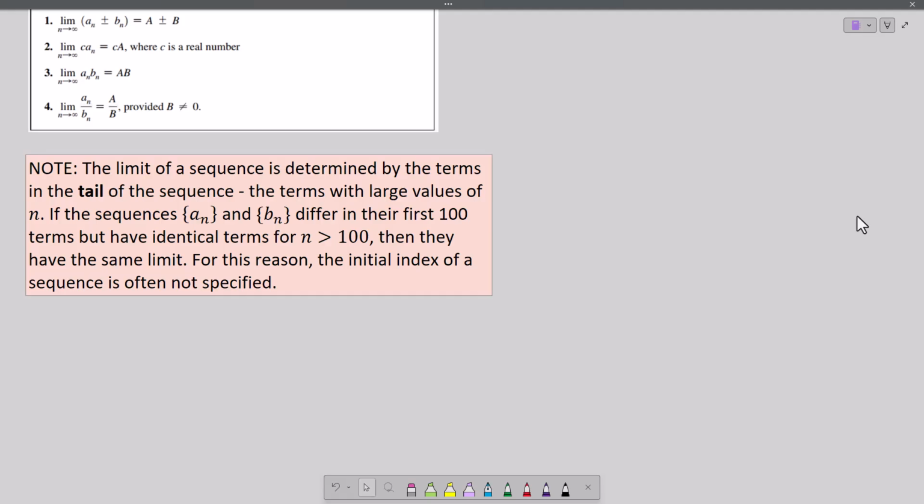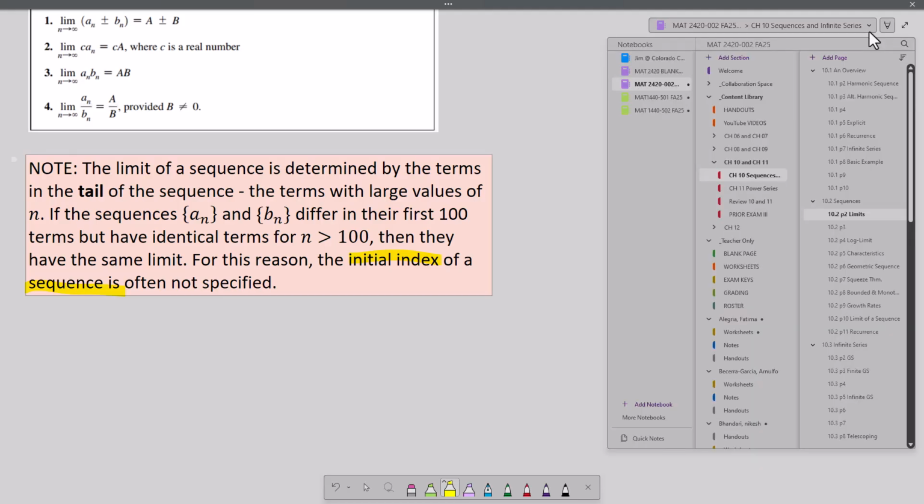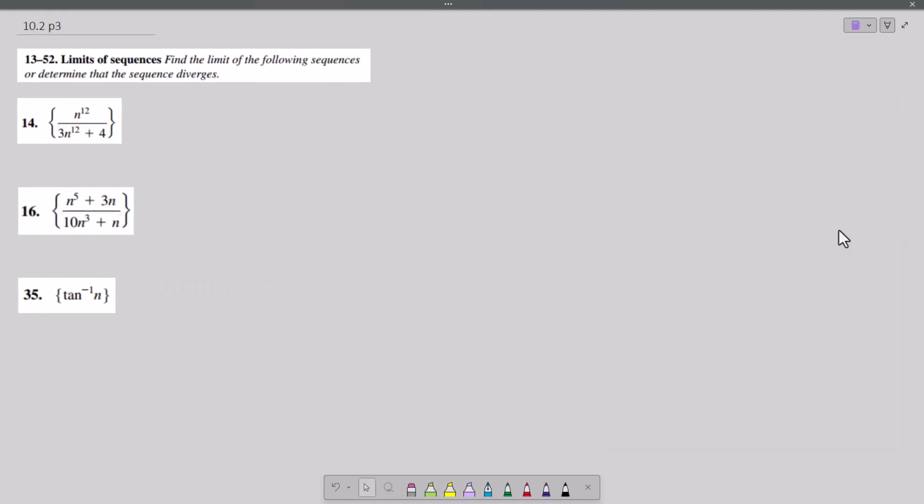And that is why a lot of times you don't even know the initial index of a sequence, you don't even care what it is, because you really just care about what happens when n is really big. Quite frequently, they don't even tell us whether it starts at 0 or 1 or 5, because it doesn't matter. The tail is what matters when you get farther out in the sequence. So let's take a look at some of these examples.